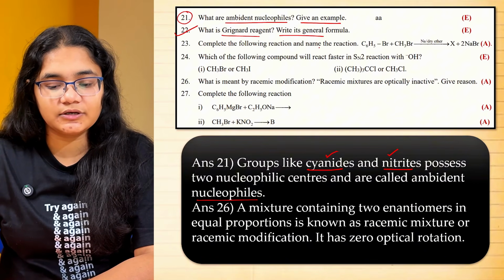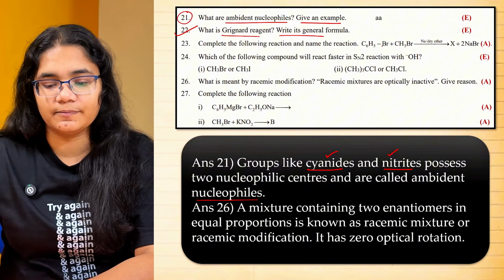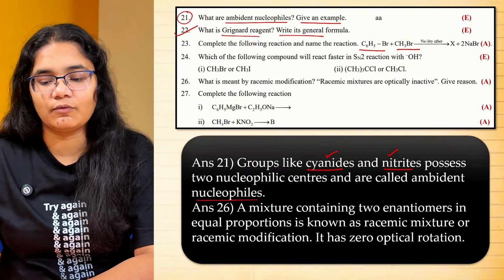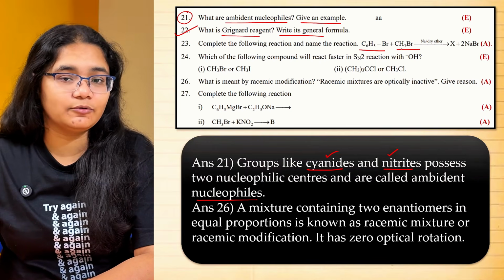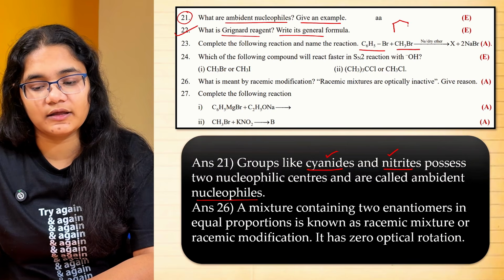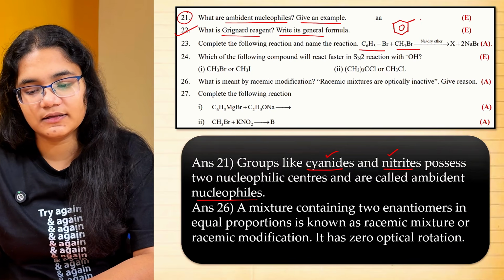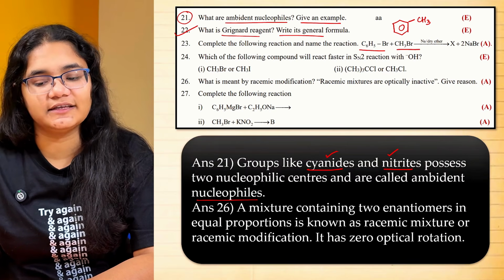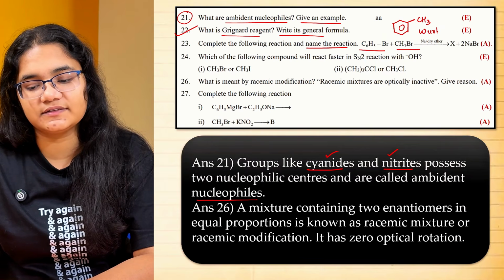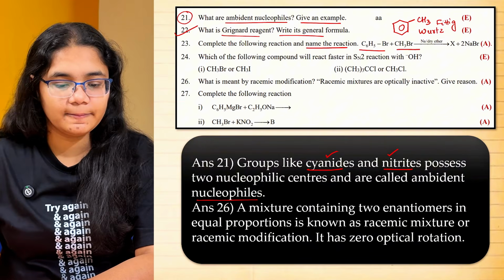Complete the reaction and give the name of the reaction. C6H5Br and CH3Br are there. So you can see here, one is your alkyl bromide, another is aryl bromide. So what product will you get? Product here will be C6H5-CH3. And what is the name of the reaction? This also we have discussed. This is the Wurtz-Fittig reaction. Okay, done.